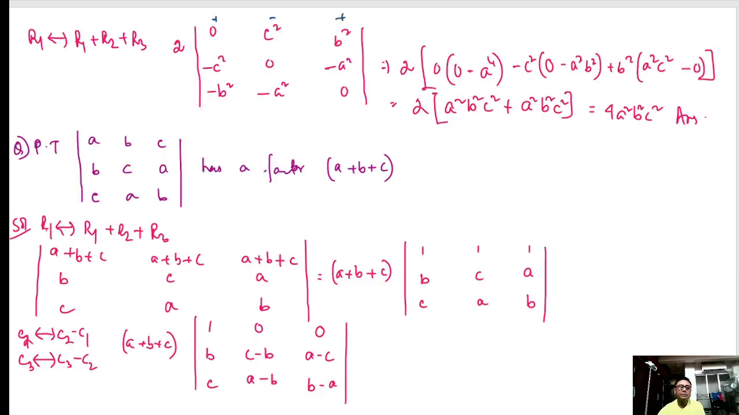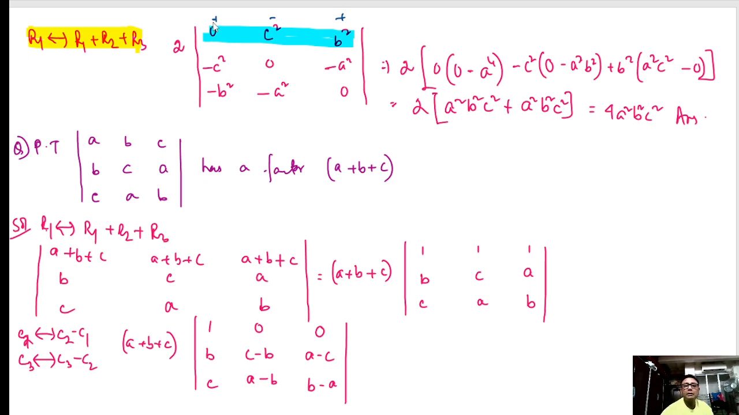Next, watch. From here we see that if we apply this operation R1 plus R2 plus R3, we will get these types of calculations. And now expanding along the first row, because we cannot get 1, 0, 0 here, so we have to expand it.